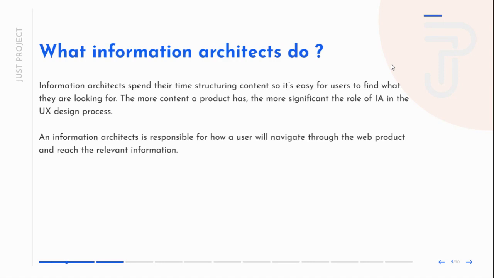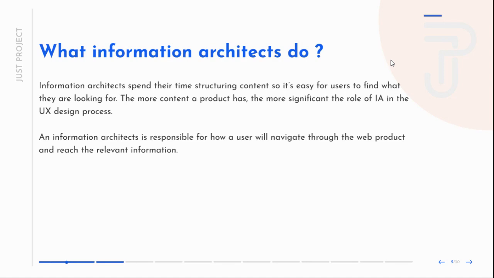So what does an information architect do? Like the people responsible, what do they do? Information architects spend their time structuring content so it's easy for users to find what they are looking for. The more content a product has, the more significant the role of information architecture in the UX process. Information architecture is responsible for how a user will navigate through the web product and reach the relevant information.